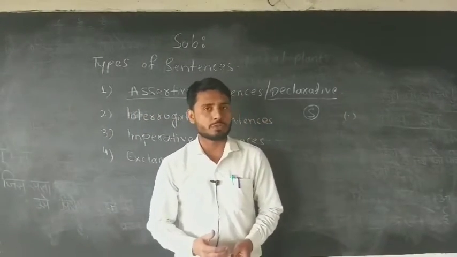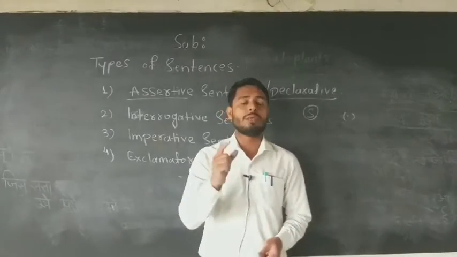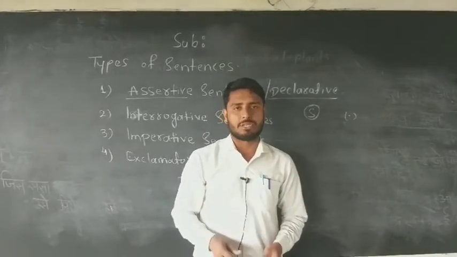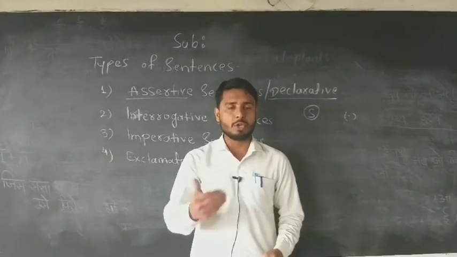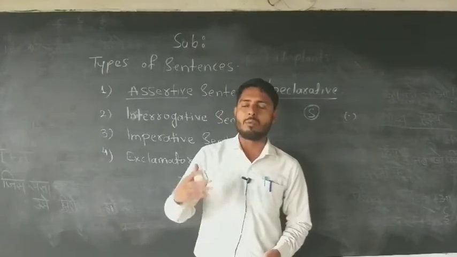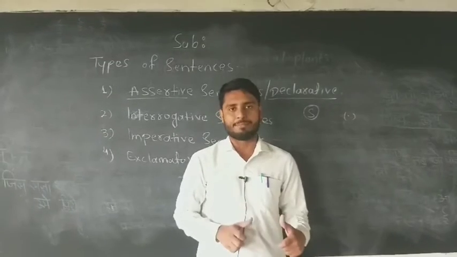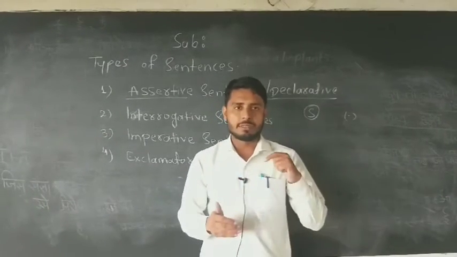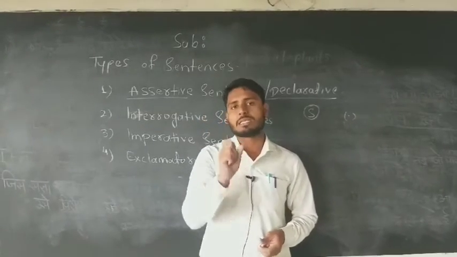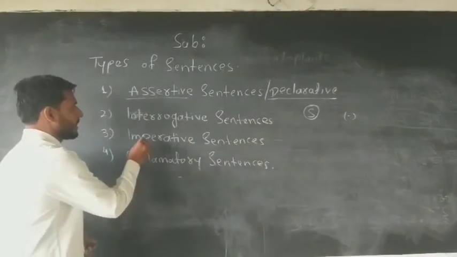These types of sentence are used for giving information only. If you want to give information to someone, you will use assertive sentences. For example, I will ask you a question: What are you doing here? You will give me information: Sir, I am reading here. I am writing something. I am watching TV. So in this sentence, you use I am. If the sentence starts with a subject, meaning a noun or pronoun, you will use an assertive sentence for giving information.